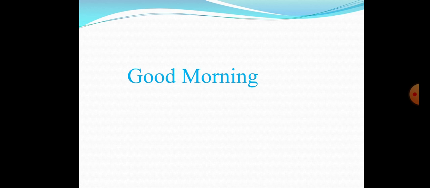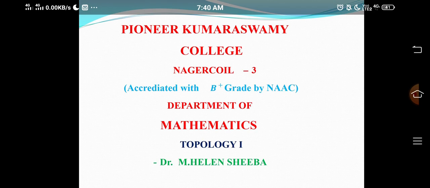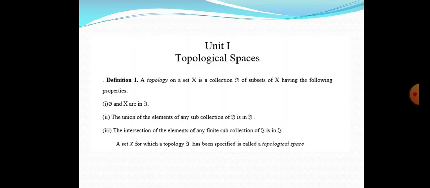Hi students, today we are going to learn about basis for the topology, examples and some results. Before that, one small recap. What is the definition of topological space?